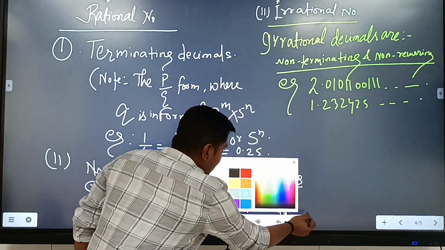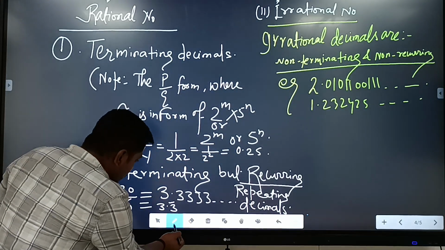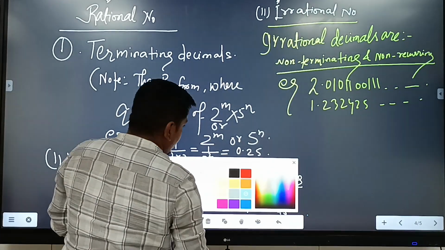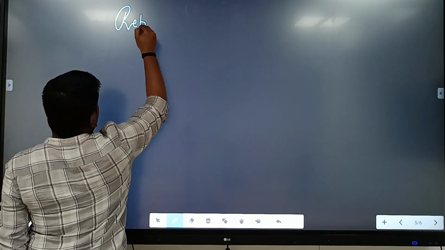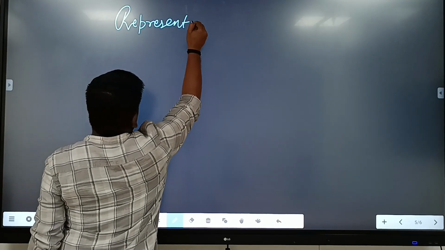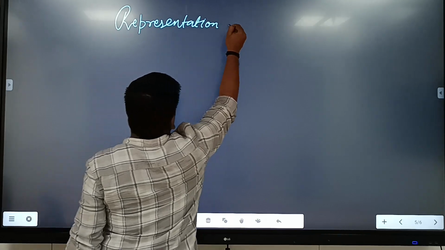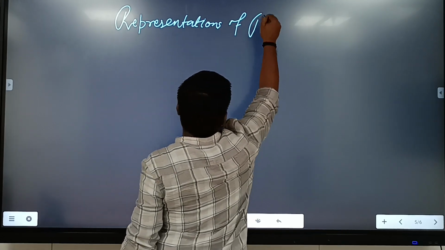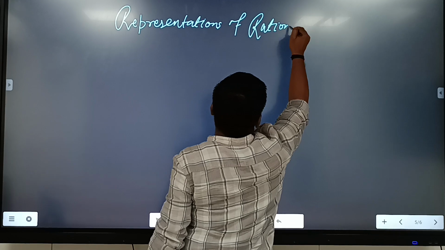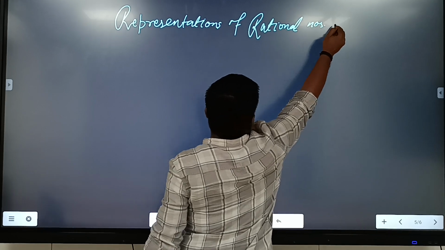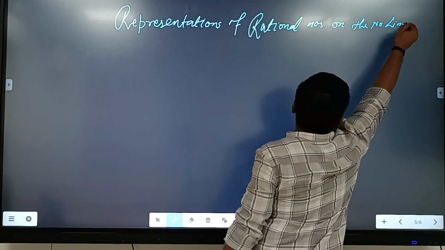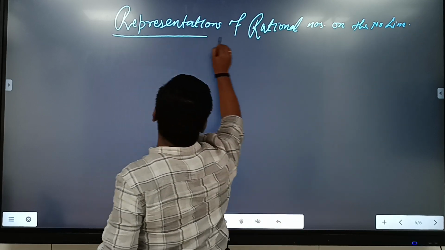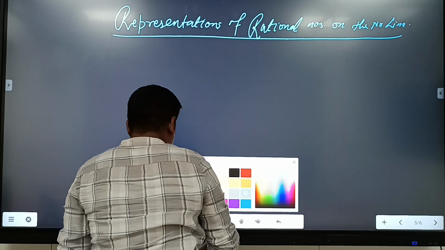Now coming to the next topic that we are supposed to learn about here, that is representations of rational numbers on the number line. Okay. So how do we represent the rational numbers on the number line? Let us discuss it.